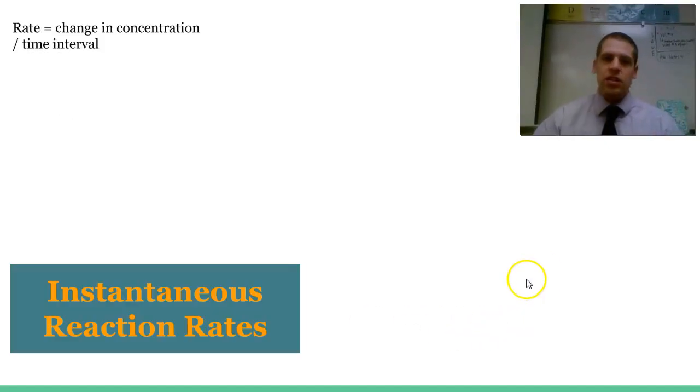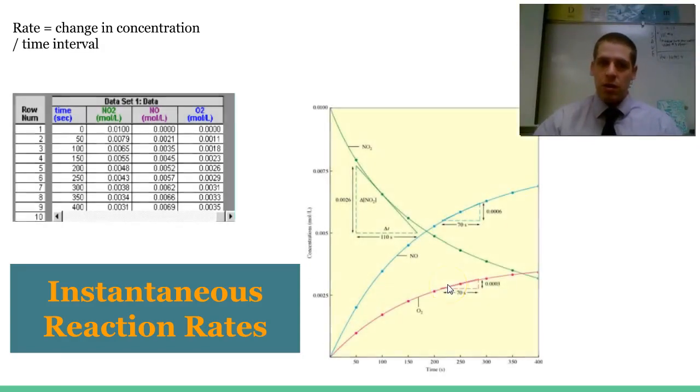Now let's look at instantaneous reaction rates. Again, a rate is a change in concentration over a specific time interval, and with the average reaction rate, we're looking at a relatively large time interval. With instantaneous reaction rates, we're basically looking at a split second. What is the reaction rate in that split second? We would need to collect a lot of good data on this in order to do it.